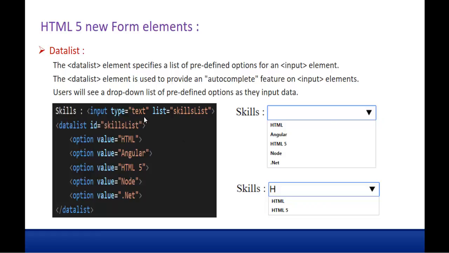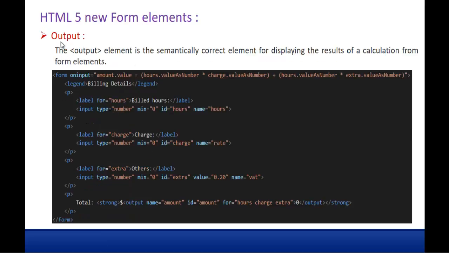A simple input type text control can act like a select tag with the help of this datalist. So let me go to the next element, that is output. The output element is the semantically correct element for displaying the results of a calculation from form elements. So within the form, we can calculate things, and we can show the output with the help of this output tag.